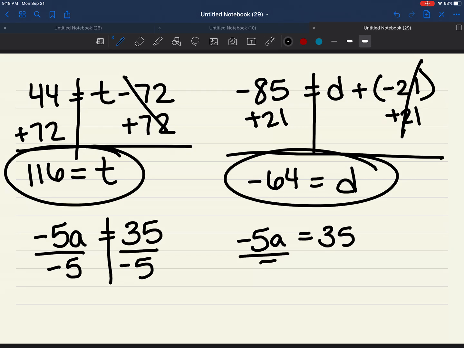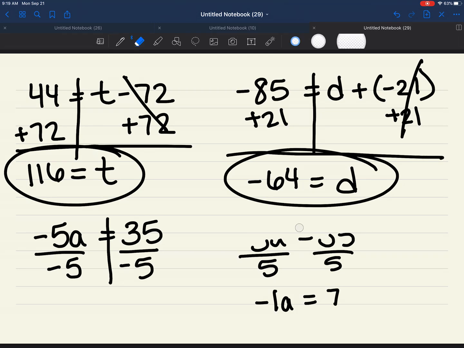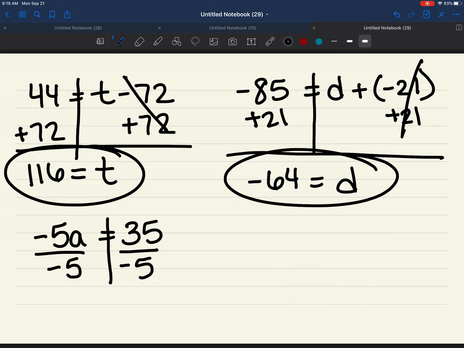If you divided by positive 5, what's negative 5 divided by positive 5? So that would leave you with negative 1a is equal to 7, right? But do I want negative 1a or just a? Just a. That's why for division and multiplication, whatever sign you see, you're going to take the sign with it.